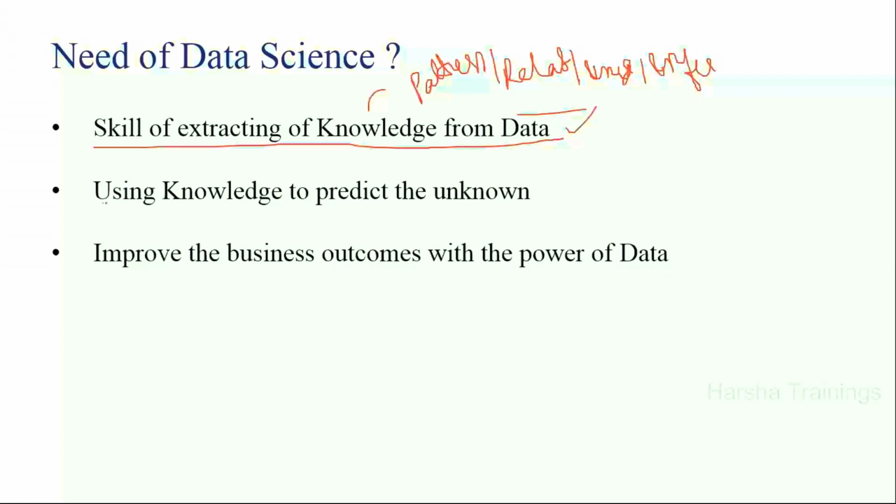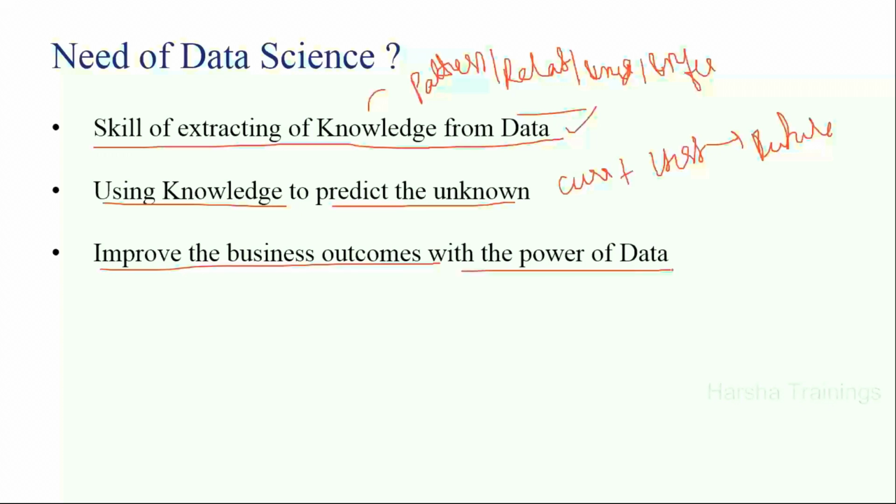The second one is using the knowledge to predict the unknown. By having the current data and historical data, I am going to predict the future using data science. Now, data science improves the business outcomes that the data powers. Is it okay?